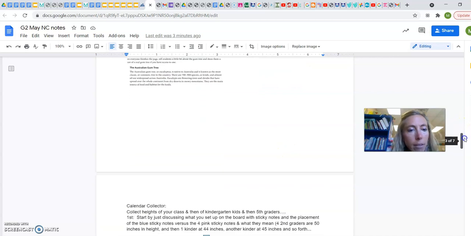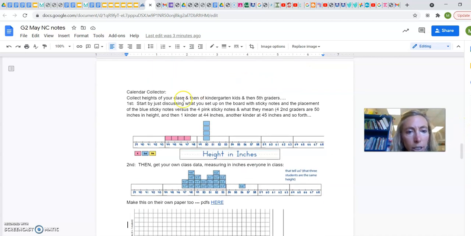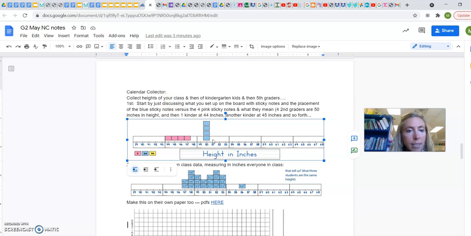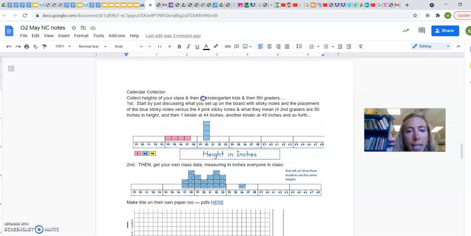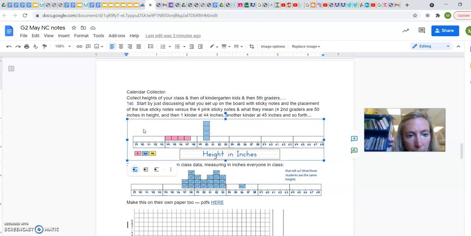So there are some PDFs of them. Calendar Collector, I think, is a fun one to do. Getting the heights of all the kids in your class and then comparing them to kindergarten and fifth graders. So the first thing to do would be to make something like this out on your board or number corner area, and you would just discuss, okay, I put this all up here. What does this all mean? What do these sticky notes mean here?